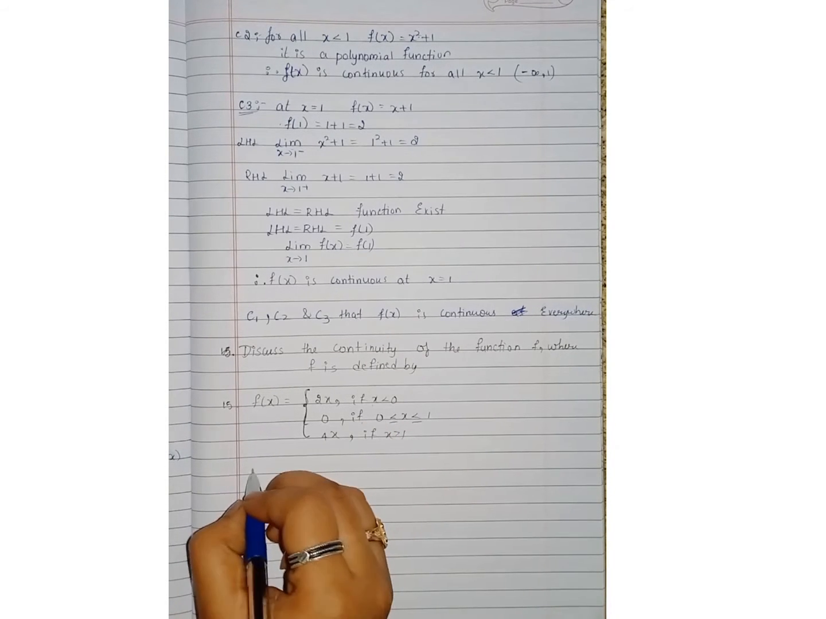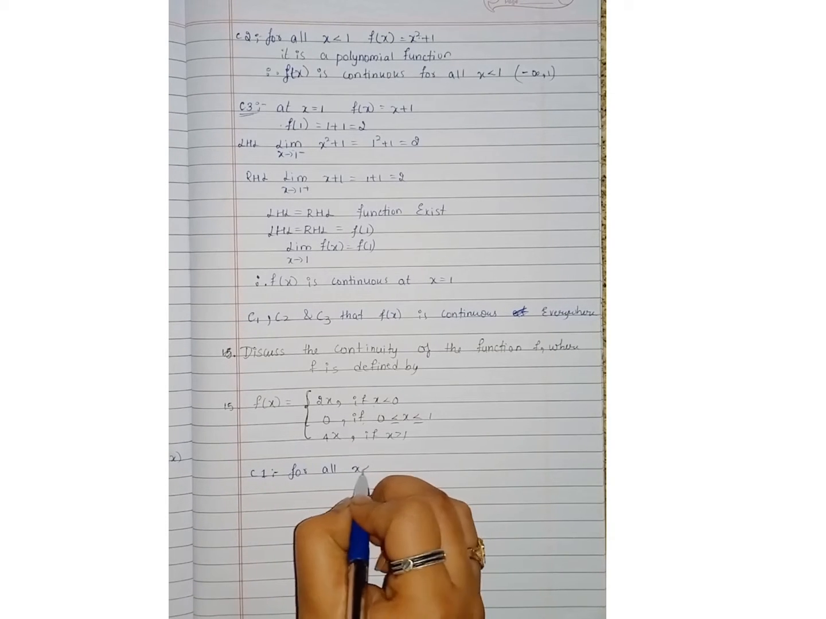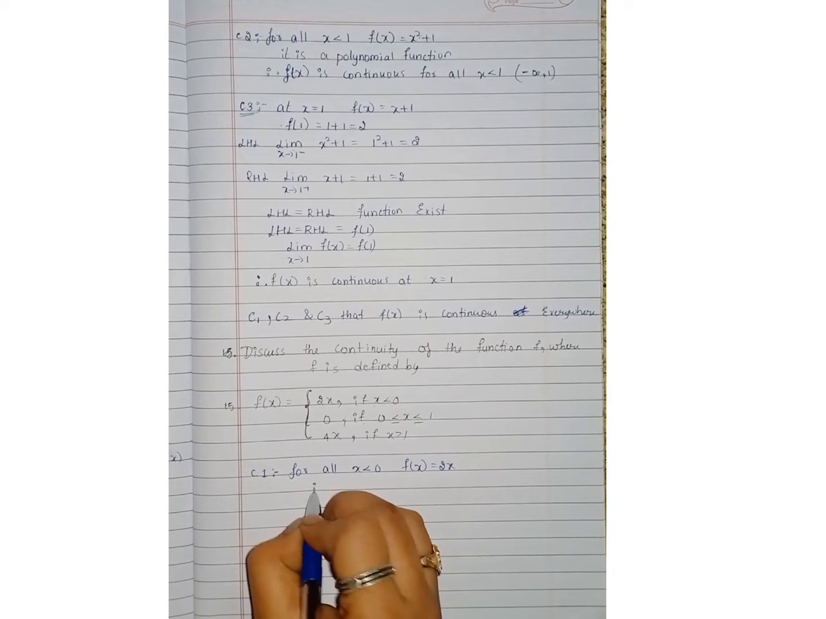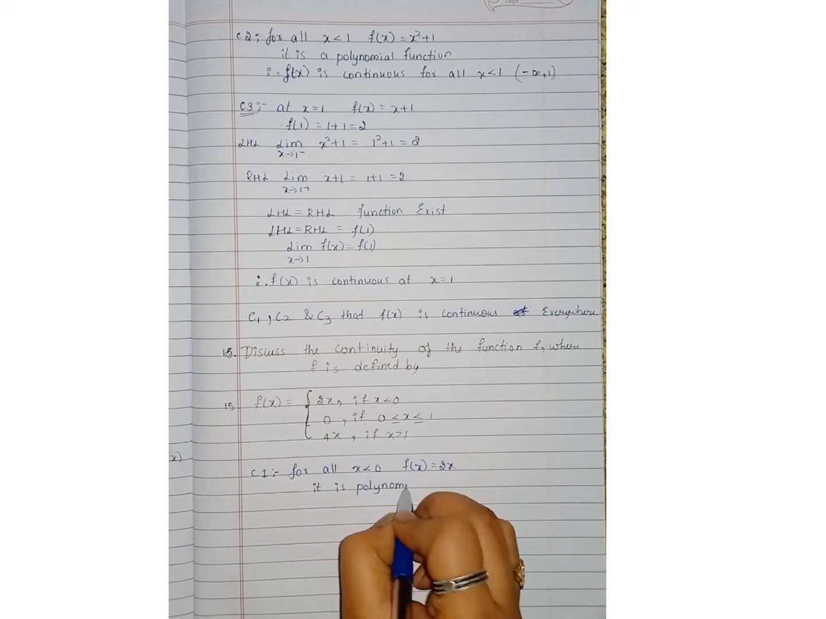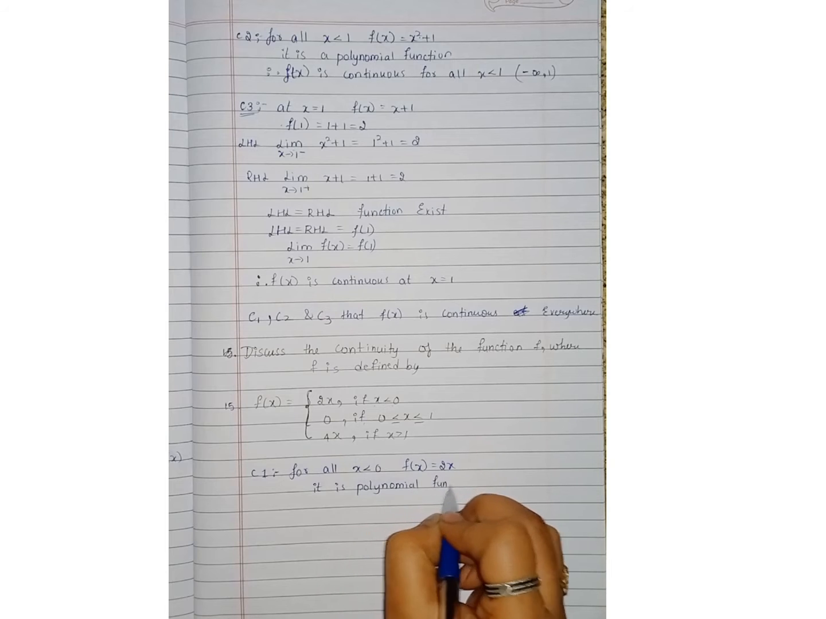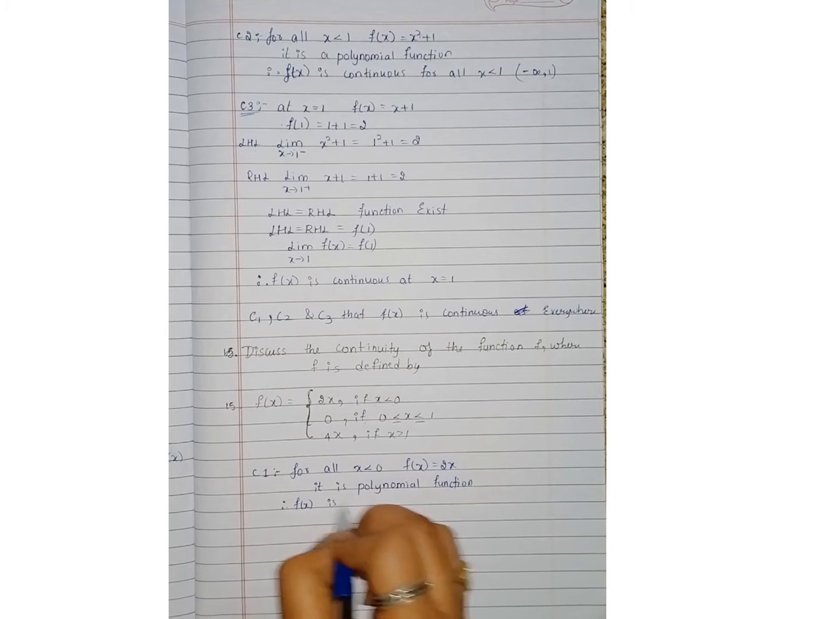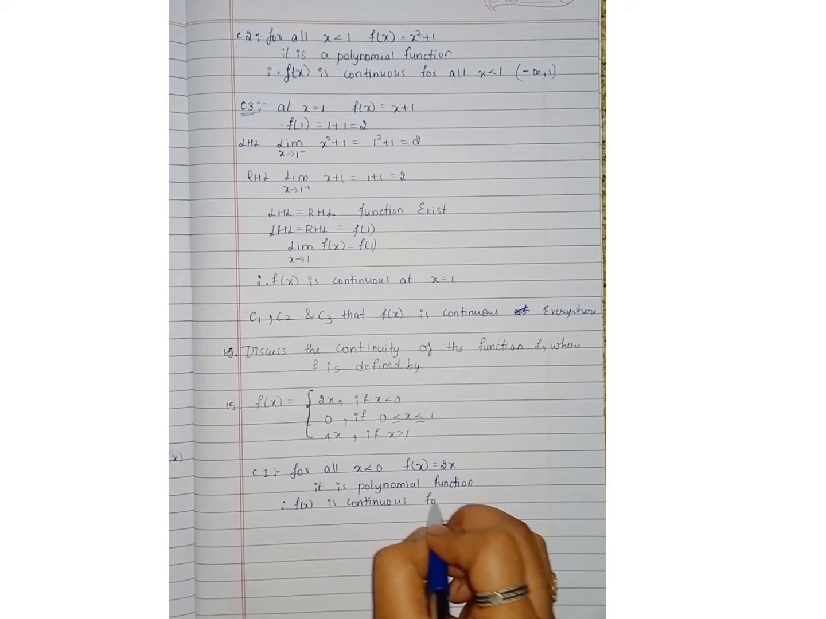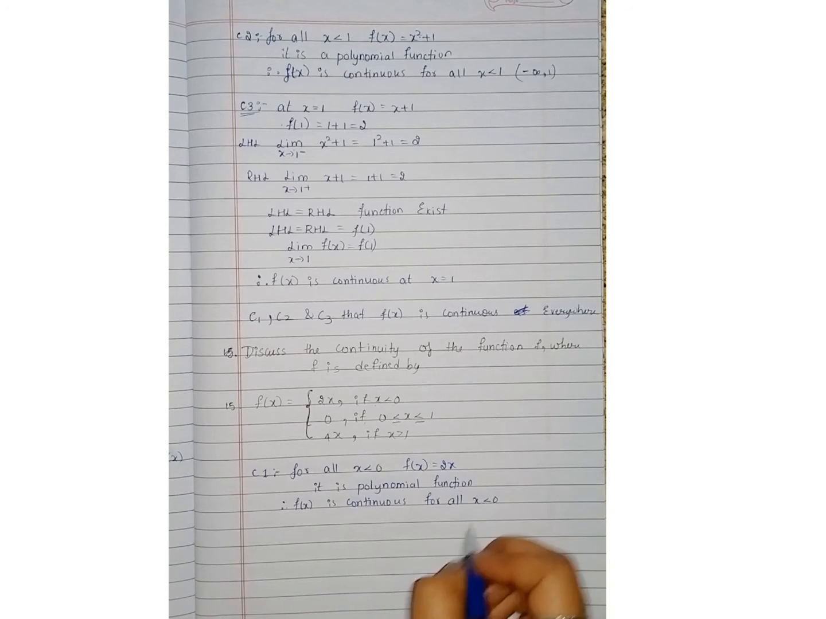Case 1 is for all x less than 0, the function is 2x, right? We can see it is a polynomial function, right? So therefore the function is continuous for all x less than 0.